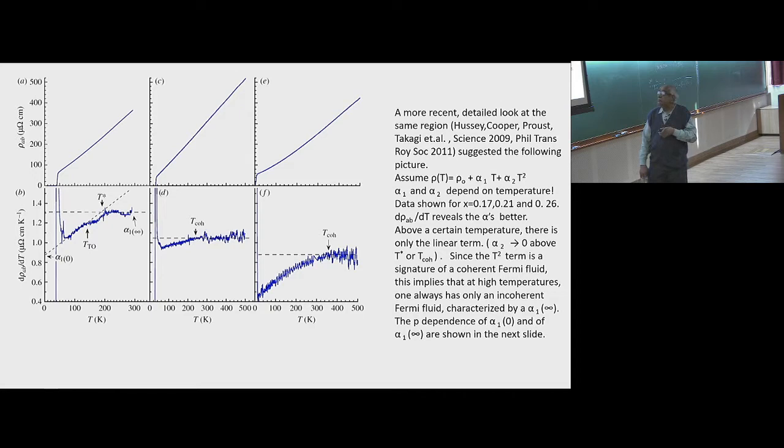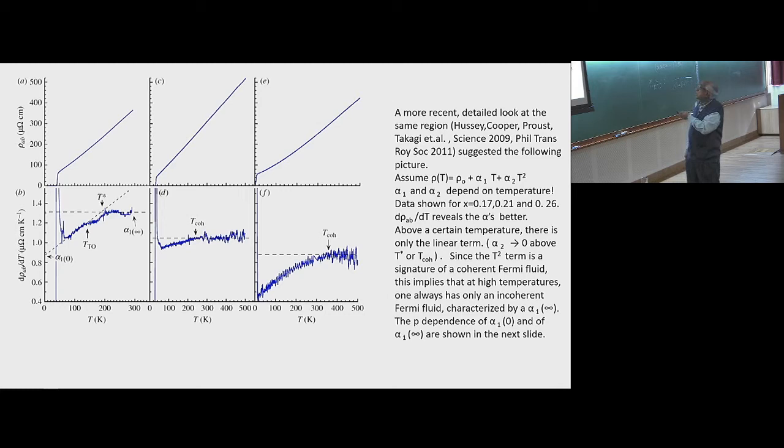But a more recent attempt to fit the data of resistivity of strontium-doped lanthanum cuprate at different values of doping attempts a different kind of fit, which is some value at zero temperature plus some linear term and a quadratic term. I have shown the data for three values of doping, 0.17, 0.2, and 0.26, which sort of goes from what is called optimal doping to sort of beyond optimal doping.